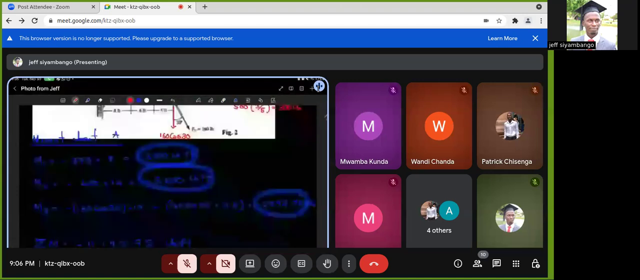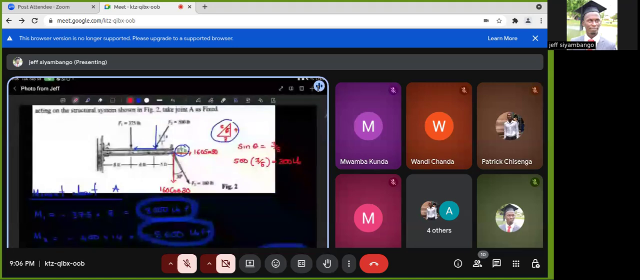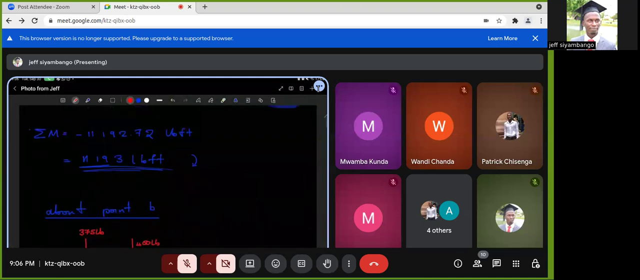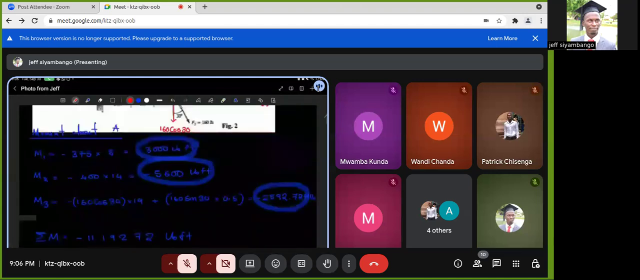Next, we have F1. F1 is vertical, 375. The distances remain the same. From here to there was 6 feet. From here to there, we have 5 feet.